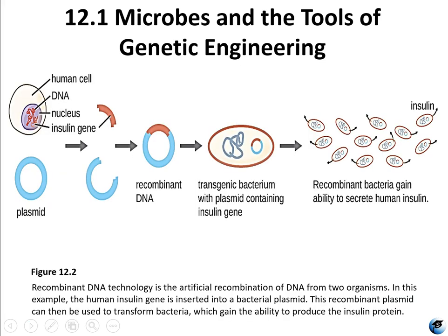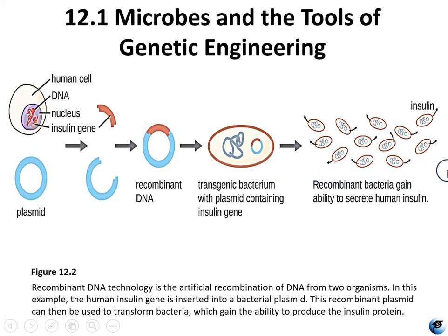So this is figure 12.2. It's talking about recombinant DNA as artificial recombination of DNA from two organisms. In this example, it's the human insulin gene that's been inserted into a bacterial plasmid. And this recombinant plasmid can then be used to transform bacteria, which gain the ability to produce insulin.